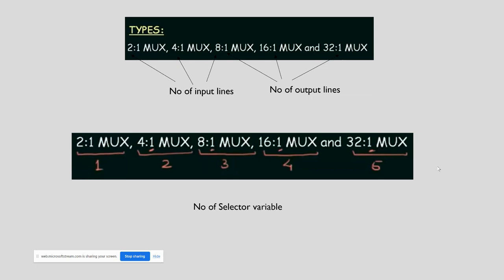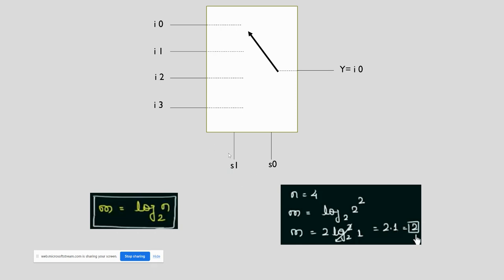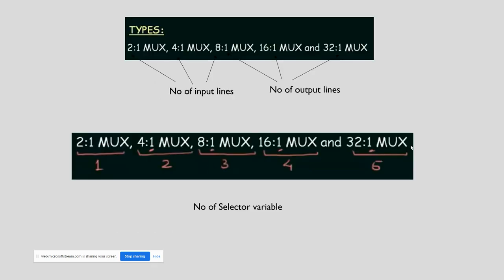64 multiplexer. If it's a 64 multiplexer, then the number of selector variables is going to be 6. And when we have 128, the number of selector variables is 7. Because 2 to 1 is 1, 4 to 1 is 2, 8 to 1 is 3, 16 to 1 is 4 selector variables. 32 to 1 is 5 selector variables. Selector variables, we're talking about these here. And a 64 to 1 multiplexer is going to have 6 selector variables.